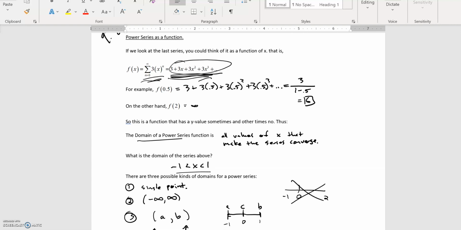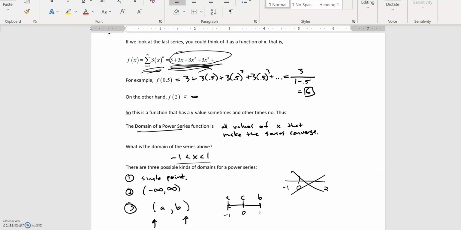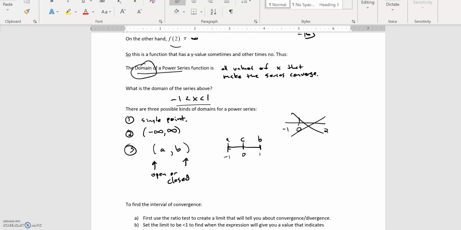If you remember, we talked about how you could represent a power series. You could think of a power series as a function of x, but it only gives you answers in certain circumstances, like this one we had before. If you plug in 0.5, you actually can get an answer, but if you plug in 2, it just gets infinitely big. And so you have this thing called the domain of a power series, which is all the values of x that make the series converge.